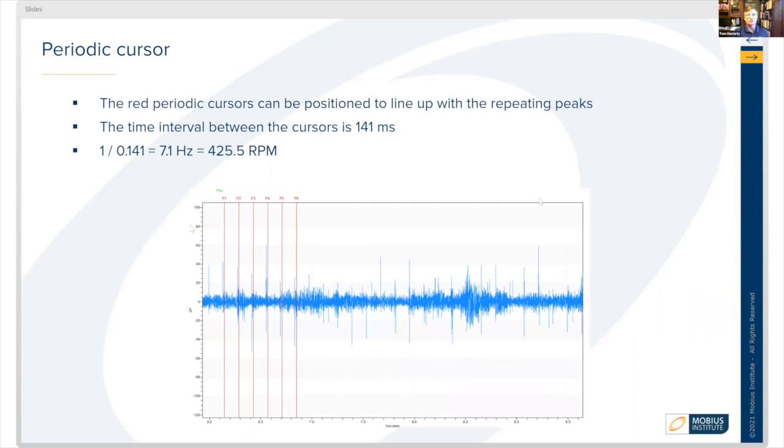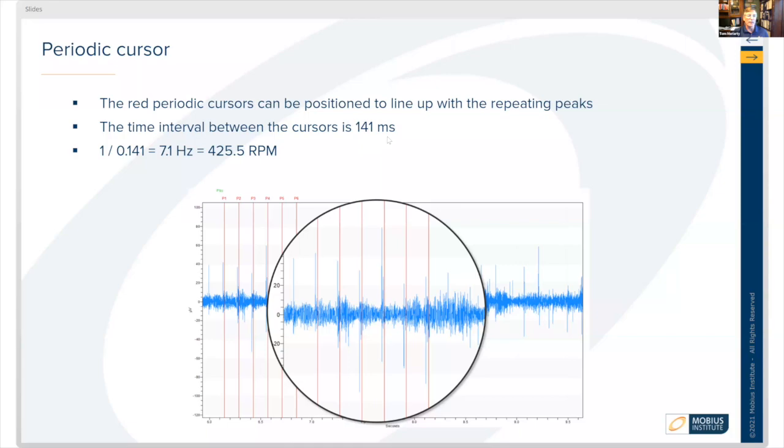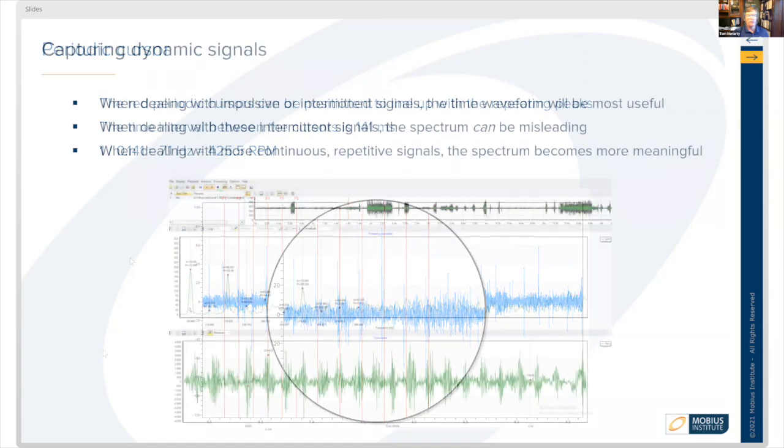So the red periodic cursors, remember the P1, P2, P3, et cetera, across the top of the graph, can be positioned to line up with repeating peaks. The time interval between the cursors, in this case, is 141 milliseconds. So 1 over 141 milliseconds is 7.1 hertz. So this is about 425.5 RPM. So you can actually back out how fast the rotation is happening.